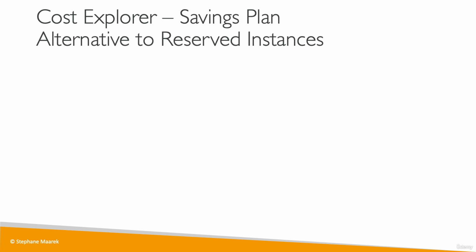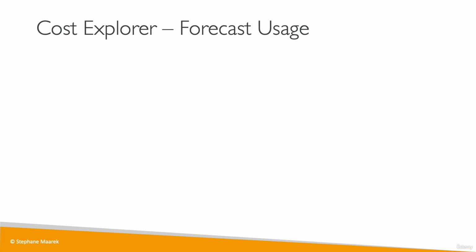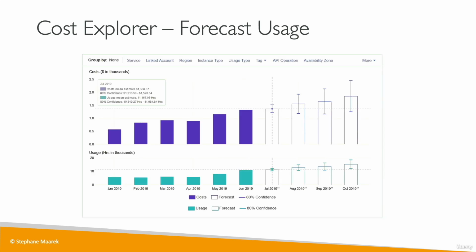And we can define savings plans, which is, again, an alternative to using reserved instances. And so you would get recommendations on savings plans right away directly from Cost Explorer. Finally, as I said, you can forecast usage on Cost Explorer. So for example, you can have a look at your previous cost, and then you can go up to 12 months ahead of time to forecast your usage and see how much it's going to cost you to use AWS in the future based on the growth you have been experiencing in the past.